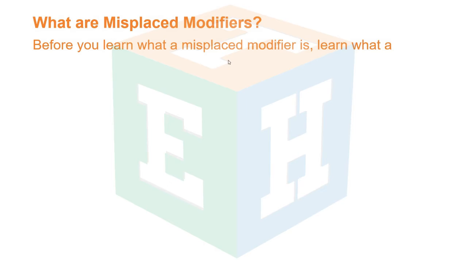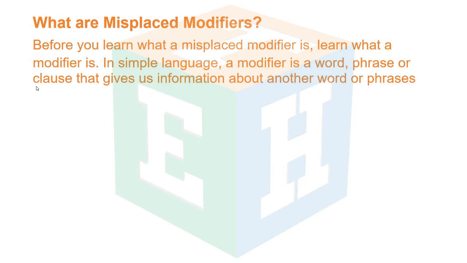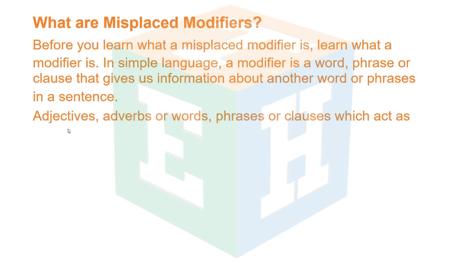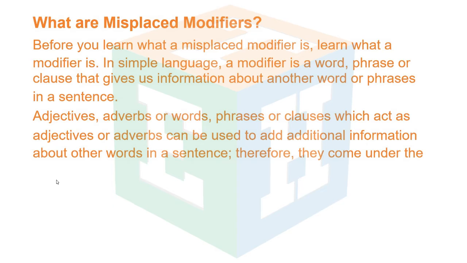Before you learn what a misplaced modifier is, learn what a modifier is. In simple language, a modifier is a word, phrase, or clause that gives us information about another word or phrase in a sentence. Adjectives, adverbs, or words, phrases, or clauses which act as adjectives or adverbs can be used to add additional information about other words in a sentence. Therefore, they come under the grammatical category of modifier.